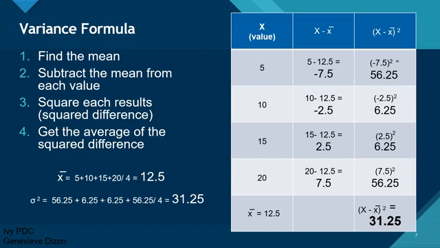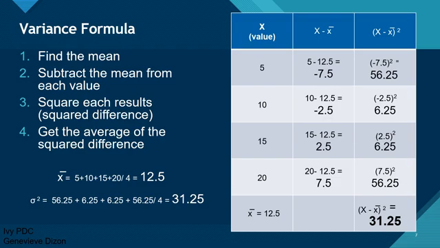First, we have to compute for the mean, and then we have to subtract the mean from the values, and then square the differences, and then we have to get the average from the squared differences. So that is now our variance formula. So our variance here is 31.25, so that means the values are 31.25 far away from the mean.